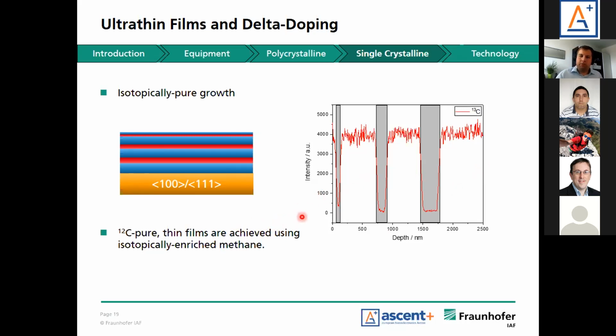Also, as I mentioned before, the substitutional nitrogen decreases the T2 time of your NV minus center. This is also true for the nuclear spin of 13C. So that's why isotopically enriched films are beneficial for quantum technology applications.